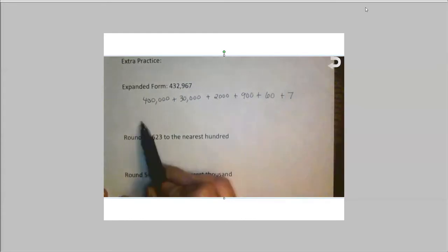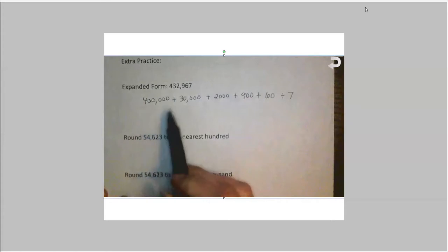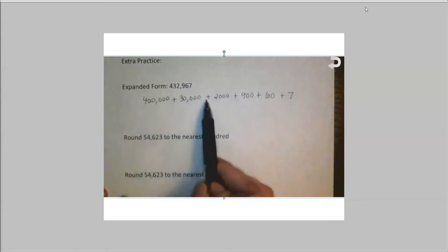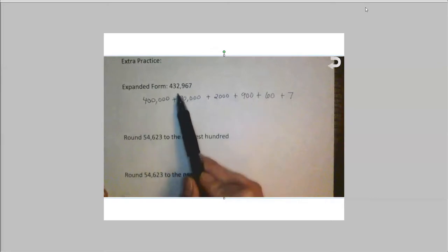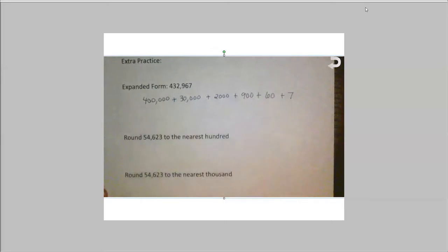So this is how we would break a number down into expanded form. Notice those are separated by plus signs, because if I were to take all these numbers and add them back up, I would get the original number given to me.